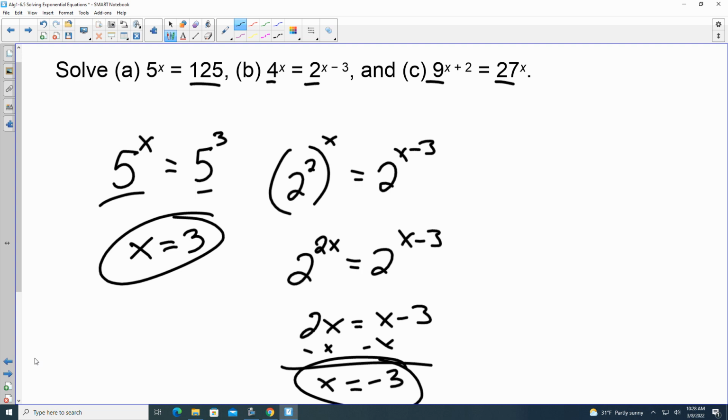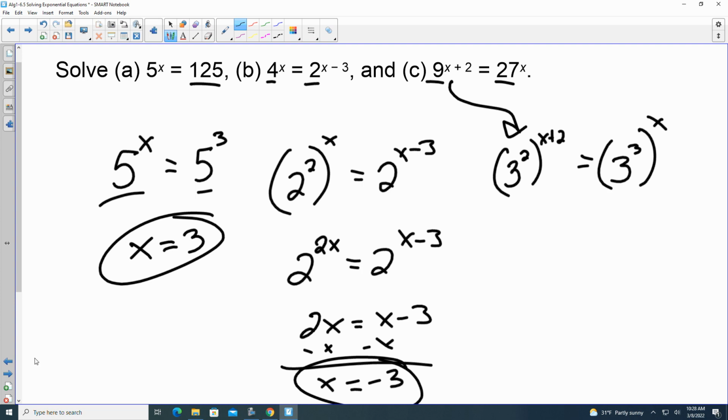Now, this one here is a little bit different than A and B. I only had to change one side of the equal sign for examples A and B to get my result. But when I look at 27, there's nothing I can manipulate it, fraction or exponent wise, to make it 9. So what I can do is make 3 for both. So with the 9, I'm going to say this is now 3 squared raised to the x plus 1 power, and it's going to be equal to 3 cubed raised to the x power.